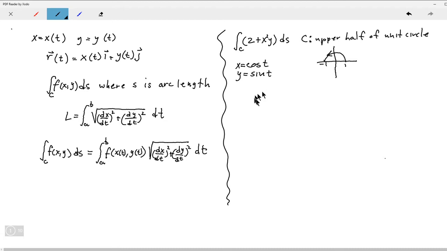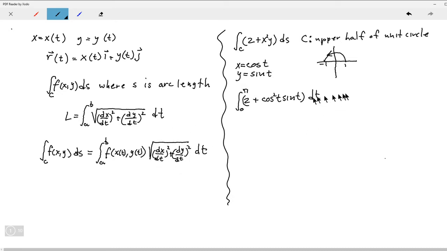All right, so this is a situation where the derivative of the arc length becomes a solid constant. Which means if I'm going to do this over polar, then I'm going from 0 to pi, the top half of the unit circle, and I plug in my function: 2 plus cosine squared t sine t dt. And again, it's dt and not all of this, because all of this is 1.